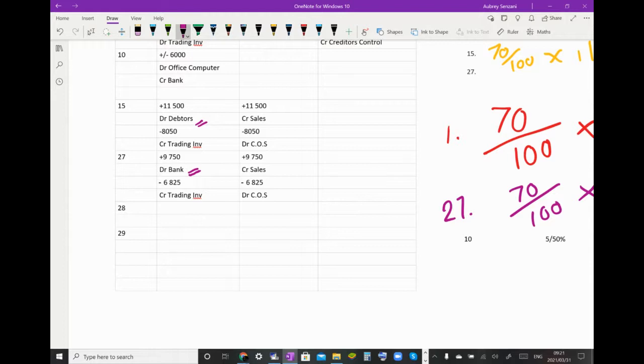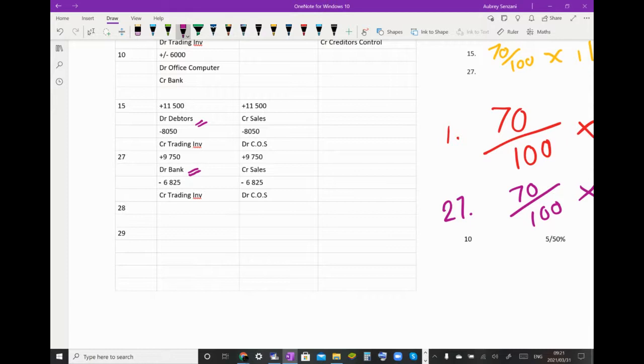You know that sales is going to be credited, right? Because it's an income, it's going up. Cost of sales is going to be debited. It's an expense. We're incurring it. Then trading inventory is going to decrease because it's an asset and it's going down as a result of the sale. Then you just ask, is it bank or is it debtors? Okay. This is assuming the sale, whether on credit or cash, is of trading inventory.